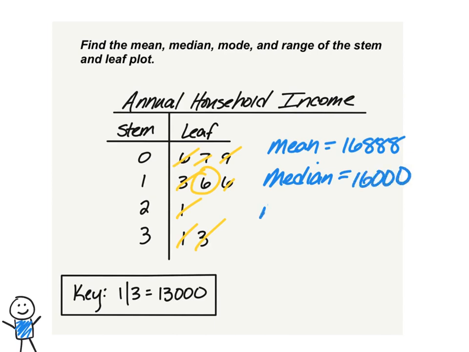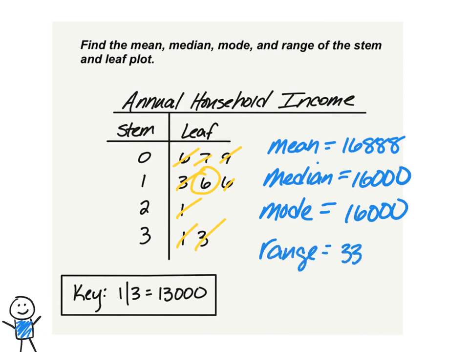I need to find the mode and recall that the mode is the value that occurs the most. We have two 16,000s. And to find the range of the data set, recall that means taking the largest data set value, which is 33,000, subtracting the smallest, which was 6,000, giving me a range of 27,000.